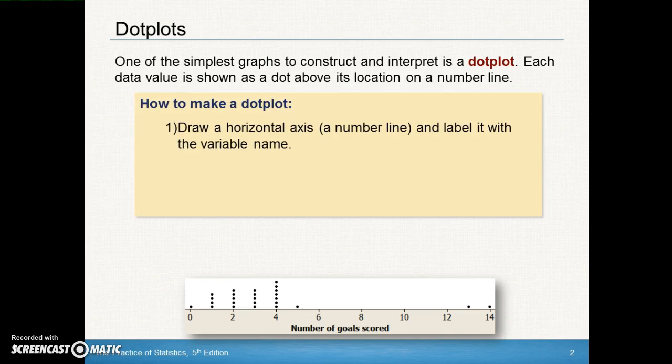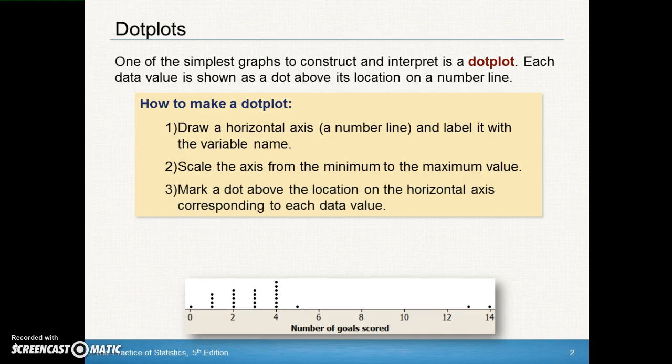So how do we make a dot plot? We draw a horizontal axis and label it with a variable name. This is what we're trying to measure. In this case, it's the number of goals scored. We scale the axis from a minimum value to a maximum value. There's no right or wrong scale as long as you make it clear in your diagram. And finally, we mark a dot above the location on the horizontal axis corresponding to each data value.